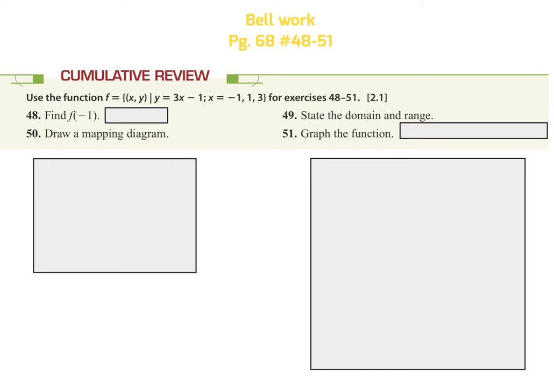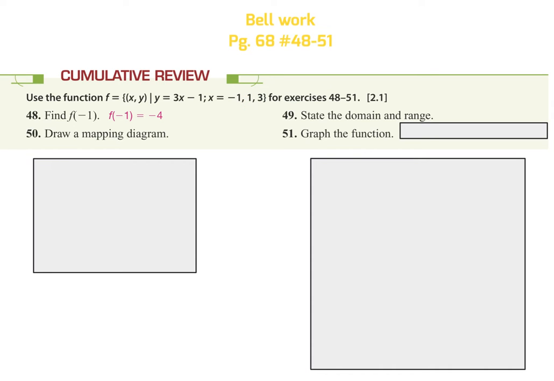That literally means plug -1 into that function 3x minus 1. And so when you do that, you will get that it equals -4. The next thing they ask for is to state the domain and range. Well, the domain they handed to you in the question. The domain is the input, or the x values, -1, 1, and 3. The range would be the y values after you plug those x values in.